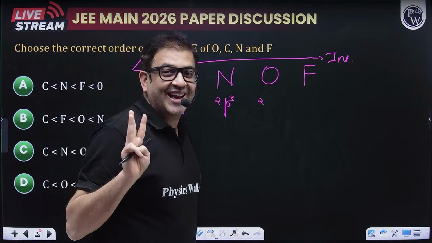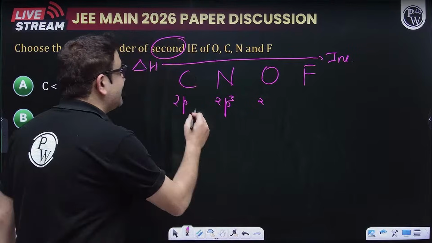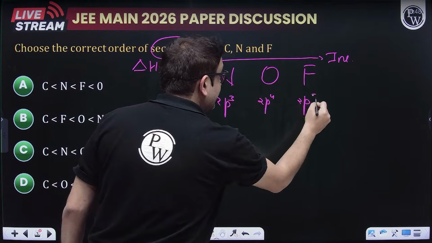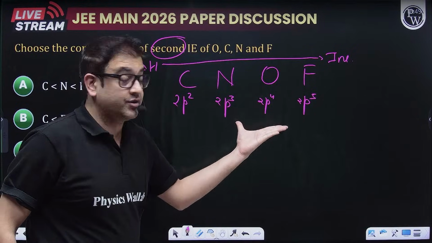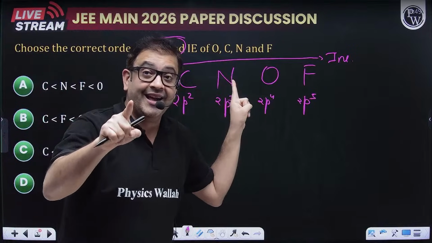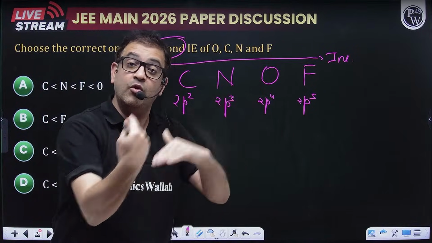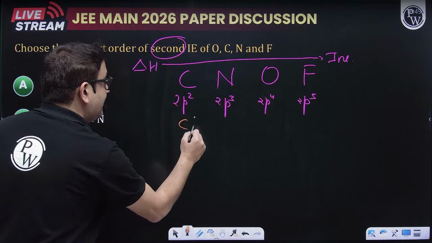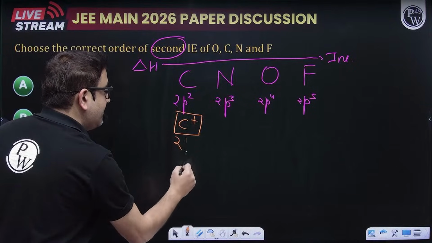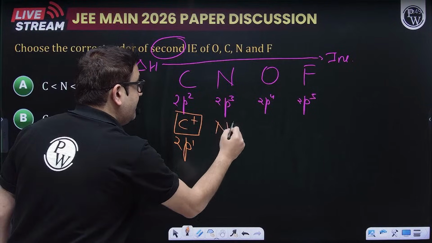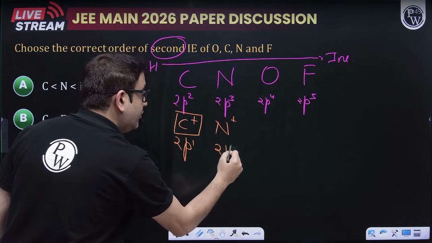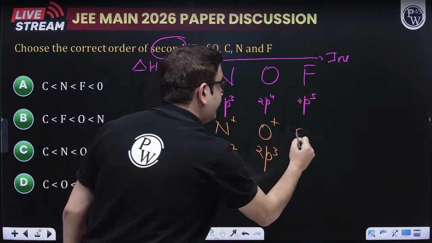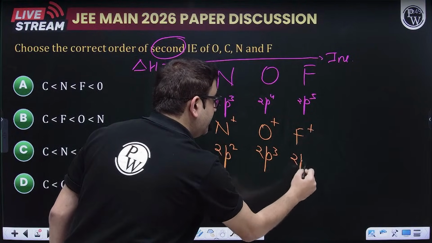For 3 days we are not having paper, so we'll also be resting. So this is 2p2, 2p3, 2p4 and 2p5. But this is their ground state electronic configuration. If you have to calculate their second ionization enthalpy, then think of their ion. So remove one electron. What about C plus? Electronic configuration for C plus will be 2p1. For N plus it will be 2p2. For O plus it will be 2p3. For F plus it will be 2p4.